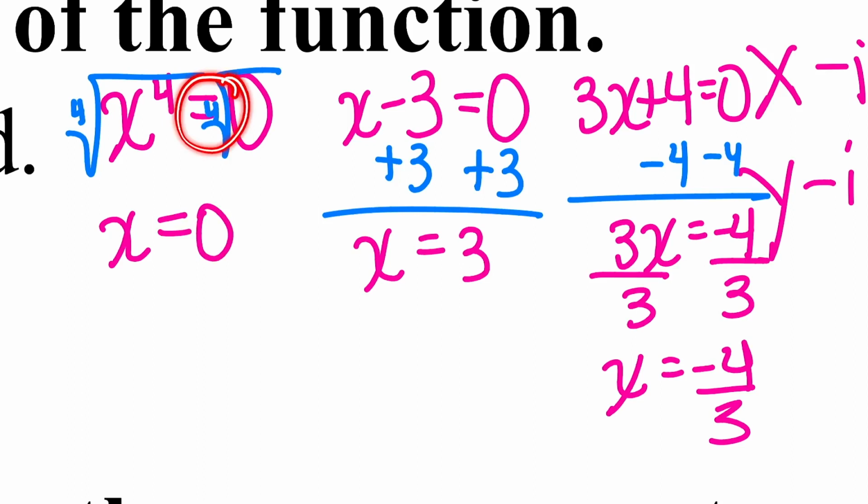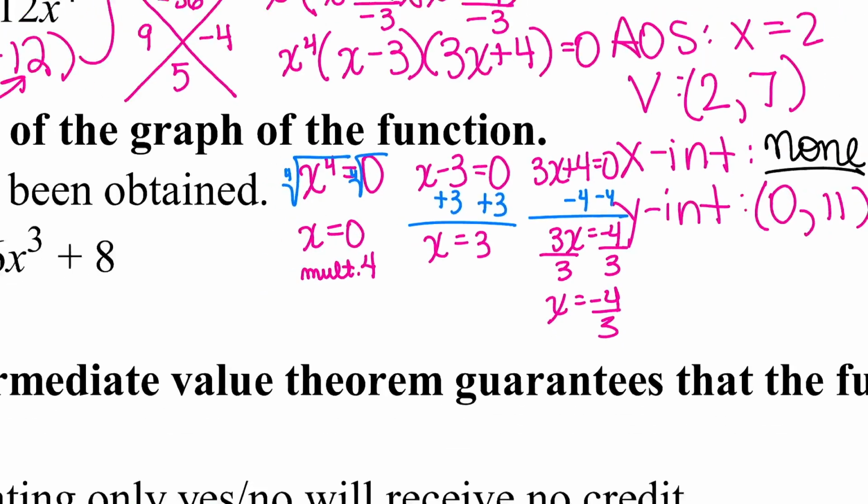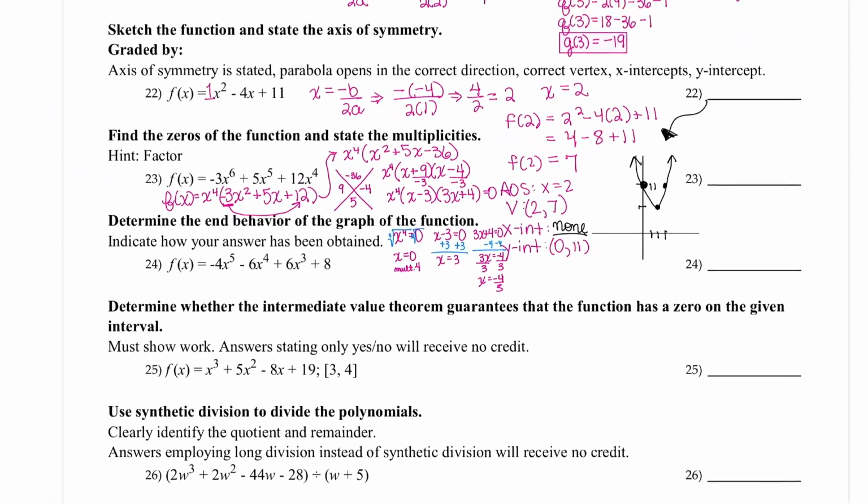Now, because we took the fourth root, this 0 means that it has a multiplicity of 4. And that means that we have 6 solutions here. We have 0 that occurs 4 times. We have x equals 3 and x equals negative 4/3. So these are all of our zeros here.